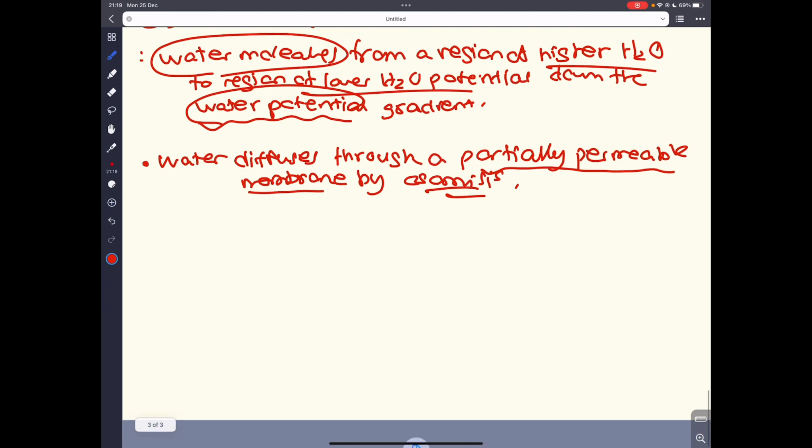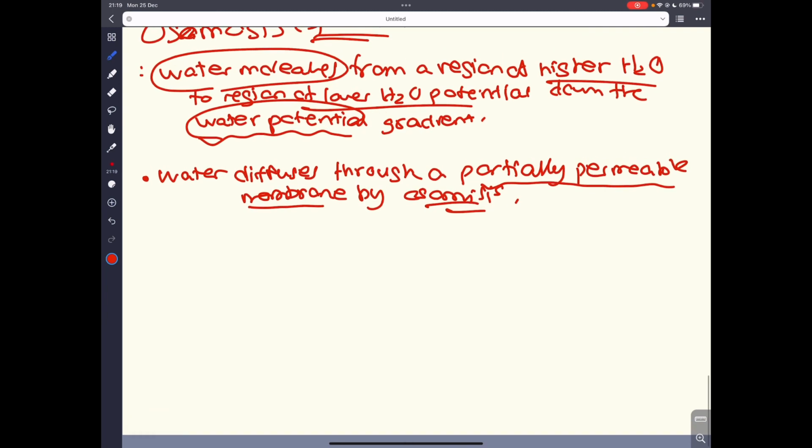That's something you have to know as well. It can move in and out, right? H2O can move in and out of a cell. That's something you have to know as well.